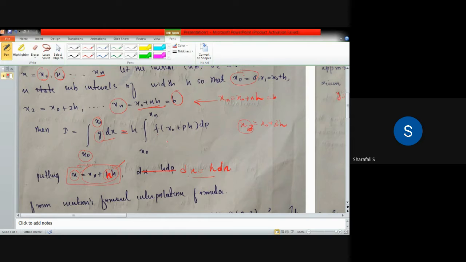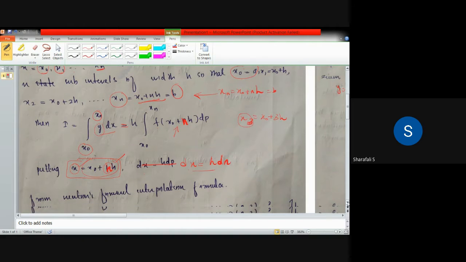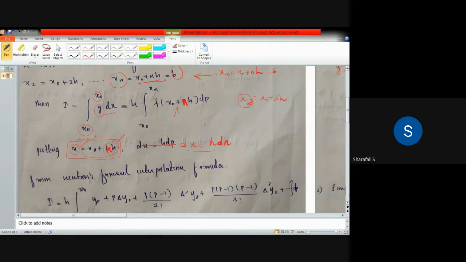So if I replace that x with x0 plus nh, I will write this as n. I have used p because we have used p for Newton's forward method, I think, for interpolation. Yes, in this interpolation formula we are using p. That's why p is coming there. So I have to replace all the p's with n. So here also I can write this is n.